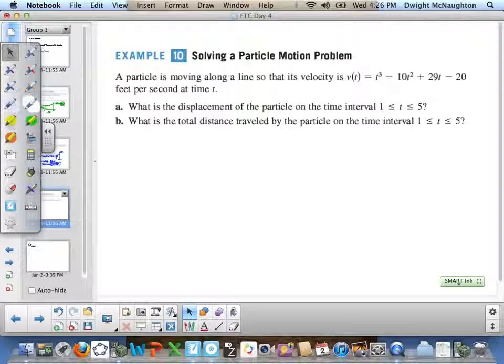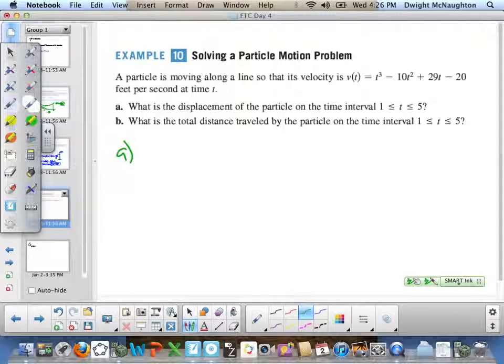All right, a particle is moving along a line so that its velocity is given by v. What is the displacement? Displacement is another name for change in position. What is the displacement on the interval from 1 to 5? Well, if you want to find change, what you do is you evaluate the integral from 1 to 5 of the rate, and our rate is velocity, t to the third minus 10t squared plus 29t minus 20 with respect to t.